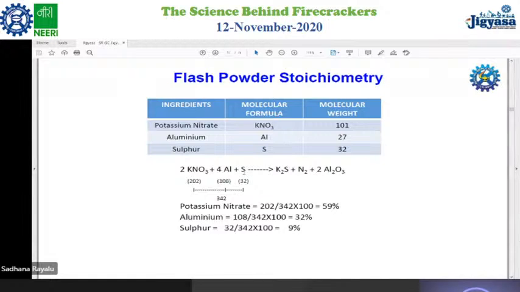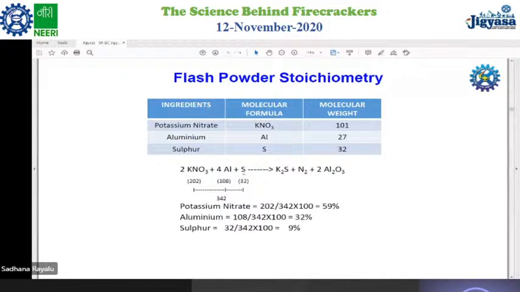But there are a lot of reports that when we burst firecrackers, there is SO2, there is NO2. It will not happen if you have a balanced equation of having 59% potassium nitrate, aluminum to the tune of about 32 to 33%, and sulfur to the tune of about 9%. That is why the chemistry, the chemical formulation, the balanced equations all play a very, very important role. And that is the science I wanted to impress upon you.